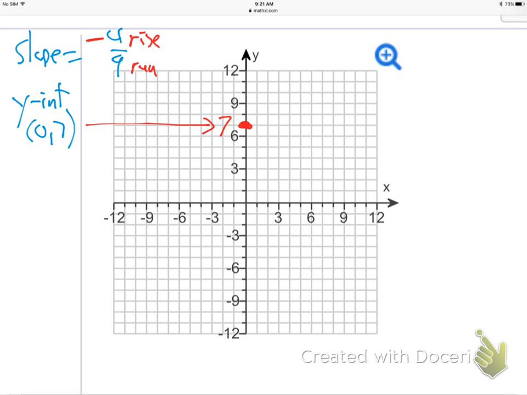So what am I going to do? Down 4, 1, 2, 3, 4. Over 9: 1, 2, 3, 4, 5, 6, 7, 8, 9. Down 4 over 9. There's the 2 dots. Connect the dots. And there's the line. Easy enough? Questions on that one? So that's stuff we've done.